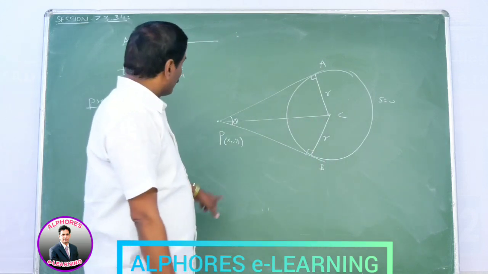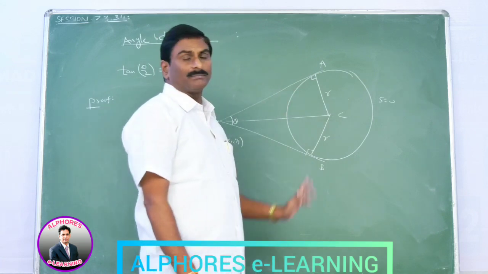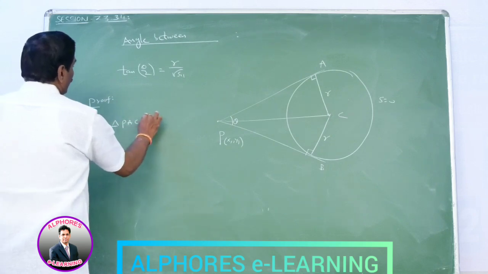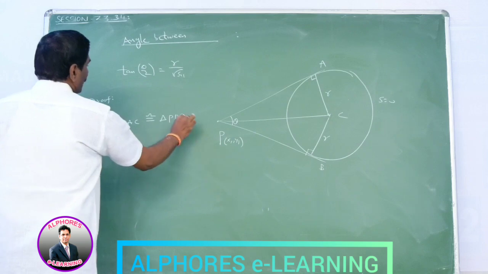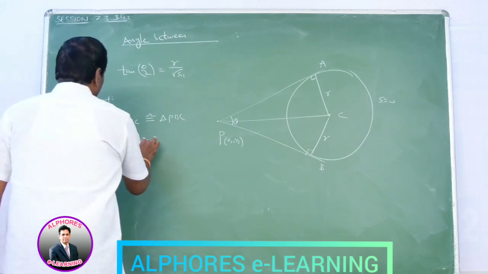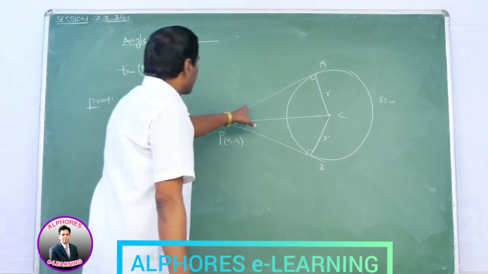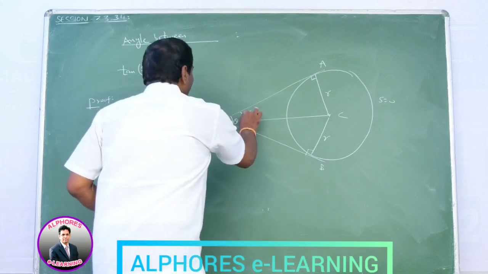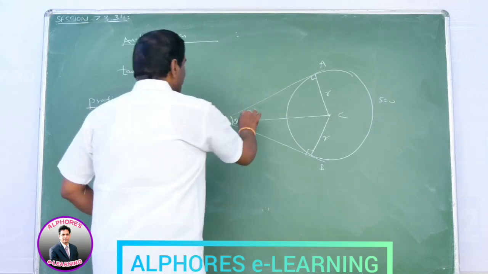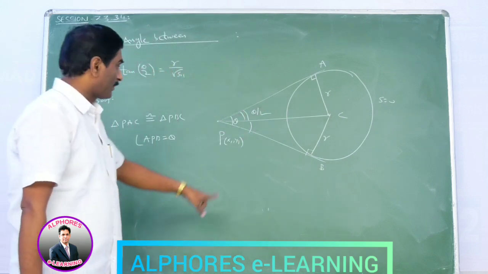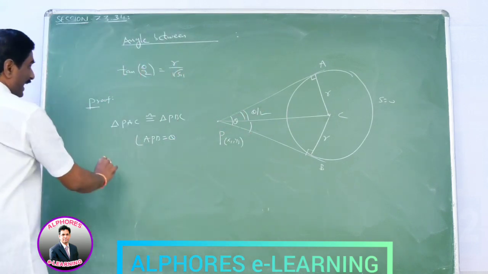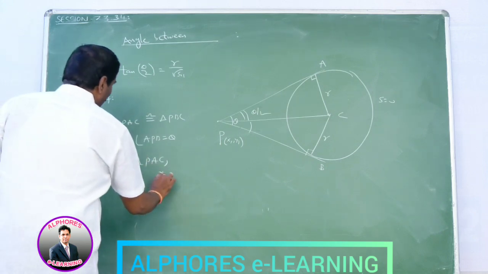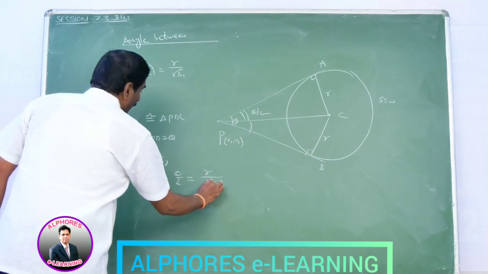In the previous case we already proved triangle PAC is congruent to triangle PBC. From the adjacent diagram, triangle PAC is identically equal to triangle PBC. Say angle APB is equal to theta. Angle APB is nothing but the angle between these two tangents. Since these two are congruent, this angle is equal to this angle. The total angle is theta. That means this angle is theta by 2, and this angle is also theta by 2. From triangle PAC, tan theta by 2 is equal to R by PA.